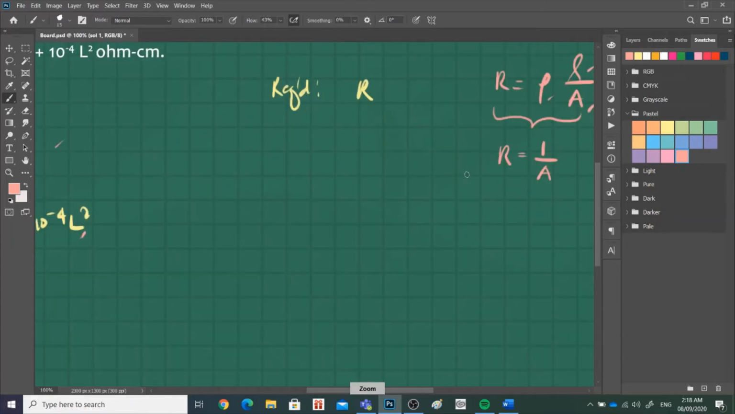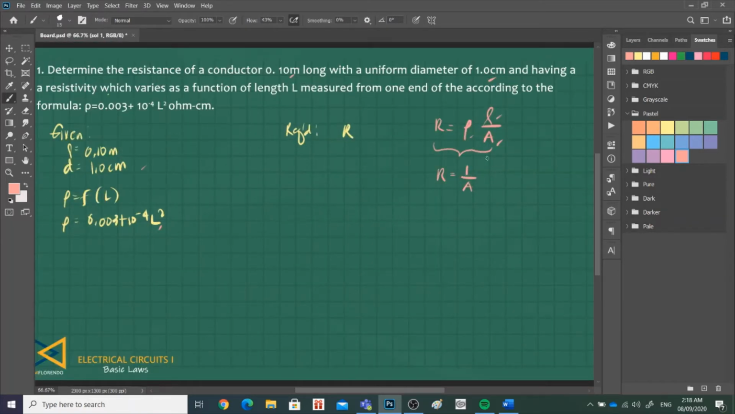And then, meron tayong equation ng rho, in terms of L na yan. Rho d of L. Ayan. Okay, so, para makuha natin yung exact equation for the value of the resistance, syempre, function ang given, mag-i-integrate tayo. So, it is a function of length, okay? Ang limit natin ay from 0, measured from one end, and up to 0.10 meters.